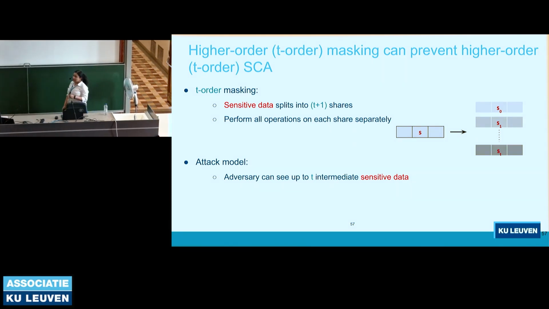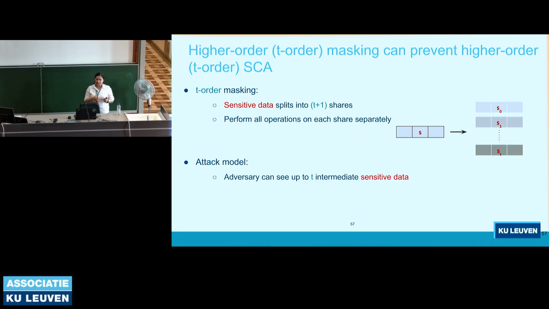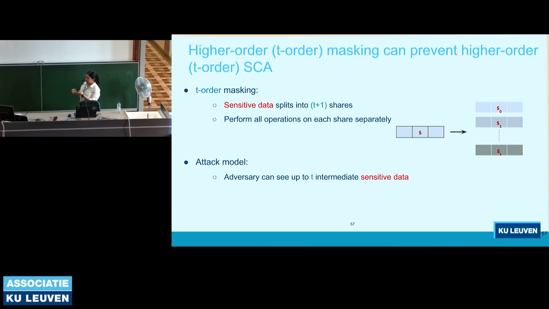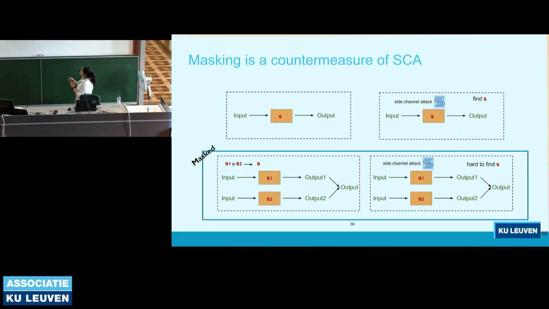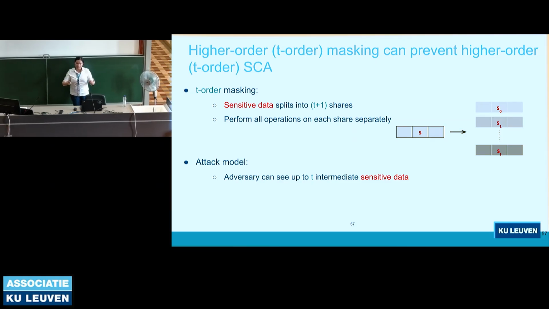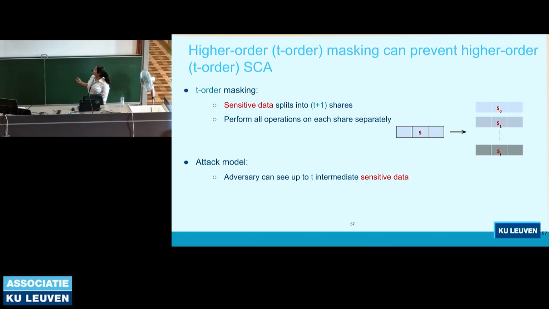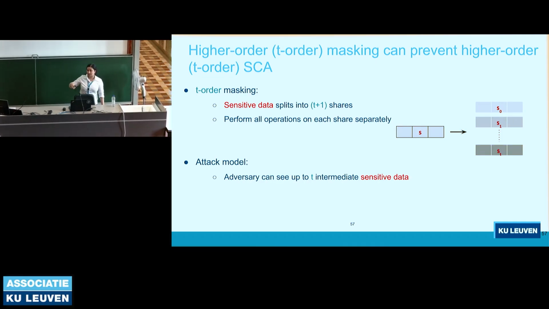Now, in T-order masking, we split our secret into T+1 shares. When we were using this masking, we split S into 2 shares. We tried to prevent first-order attack. For T-order masking, we split it into T+1 shares, and an adversary here can probe up to T intermediate values.